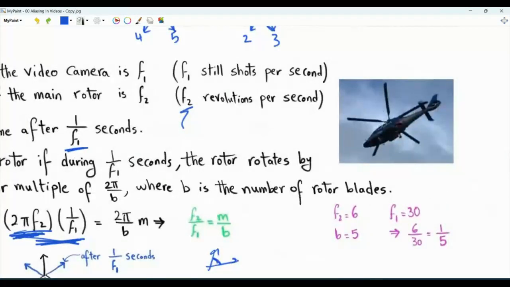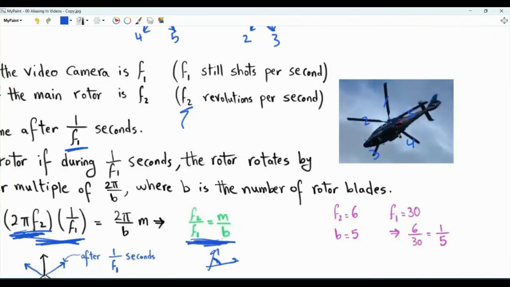For example, suppose that you have a helicopter in which the main rotor rotates, say, 360 revolutions per minute. So per second, there are 6 revolutions. And suppose that you have a video camera that takes 30 frames per second. And the number of blades here, 1, 2, 3, 4, 5. So B is equal to 5. And then F2 over F1 is 6 over 30. And this is exactly 1/5. This equality is satisfied with positive integer m being equal to 1. In this case, we see a fixed rotor.